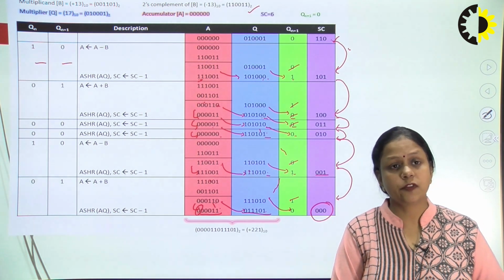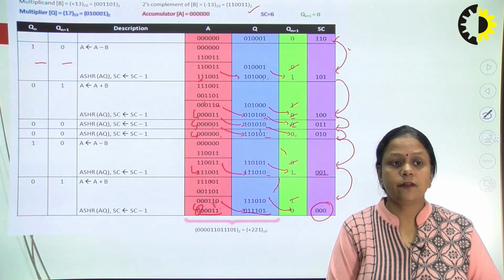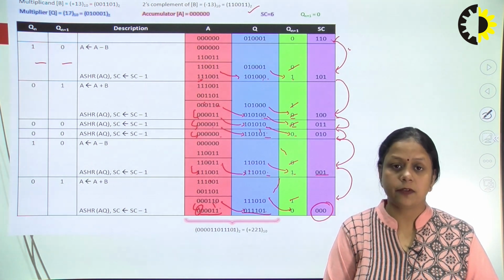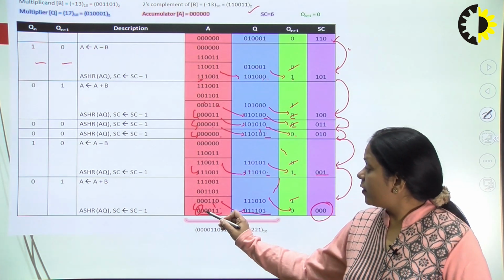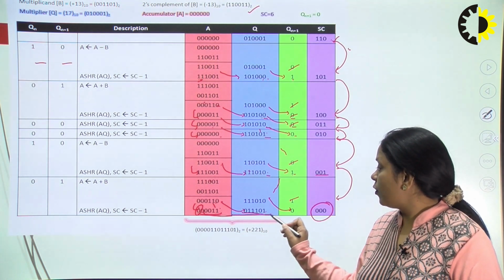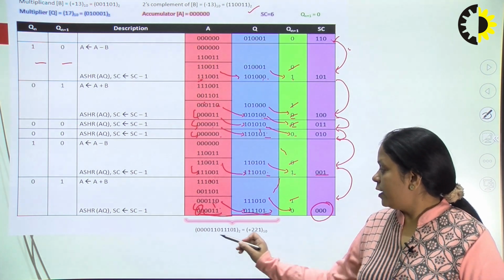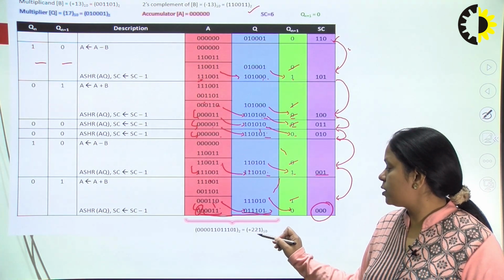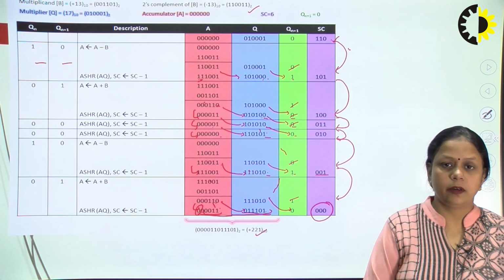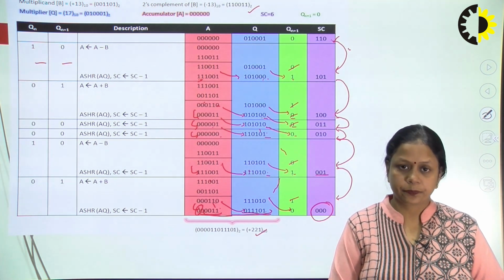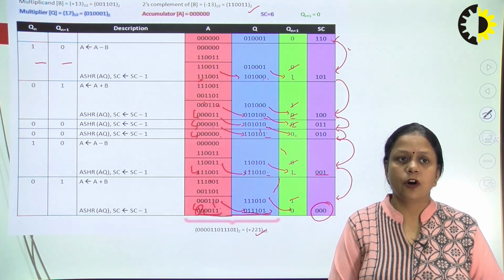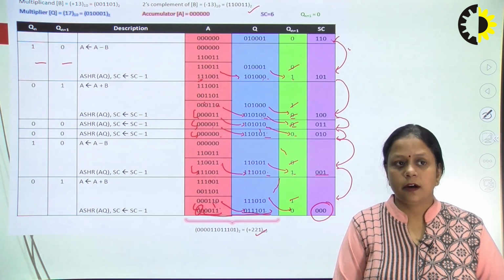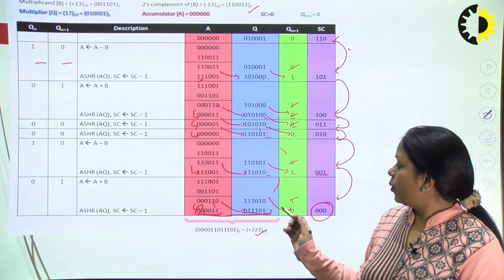If we have both negative numbers, then the result will be positive. But if we have one number negative and one number positive, then we will have a negative result. And we can check our magnitude value from these two registers. So, we will get 0, 0, 0, 1, 1, 0, 1, 1, 1, 0, 1, which is equivalent to plus 221 in decimal value. So, our result is correct here. So, in this way, we can perform our Booth algorithm, and we can find out the values of the result in the AC and QR register.